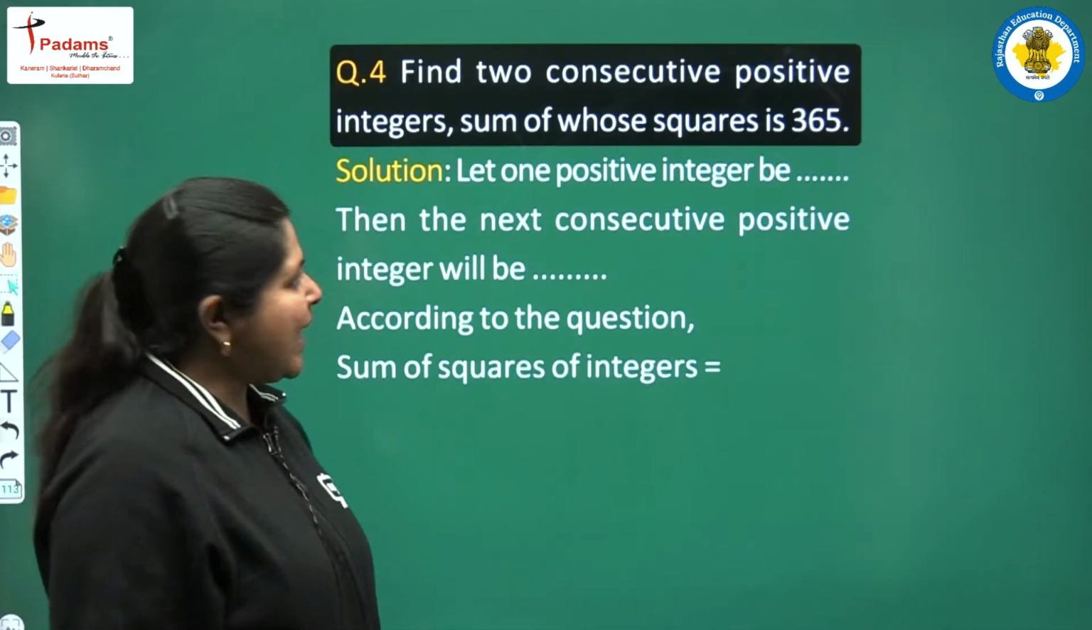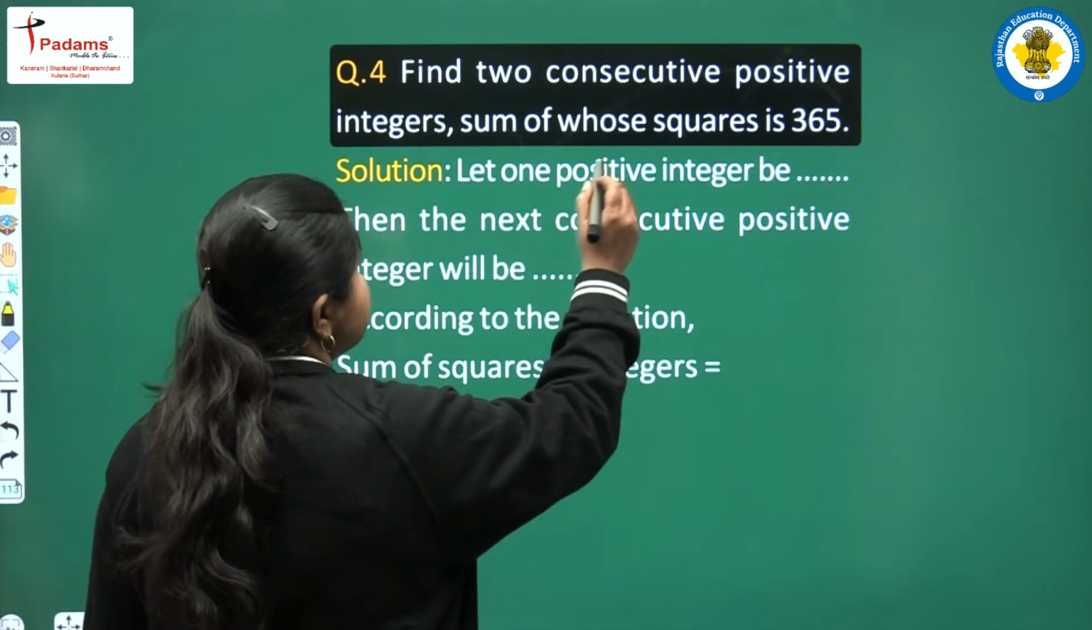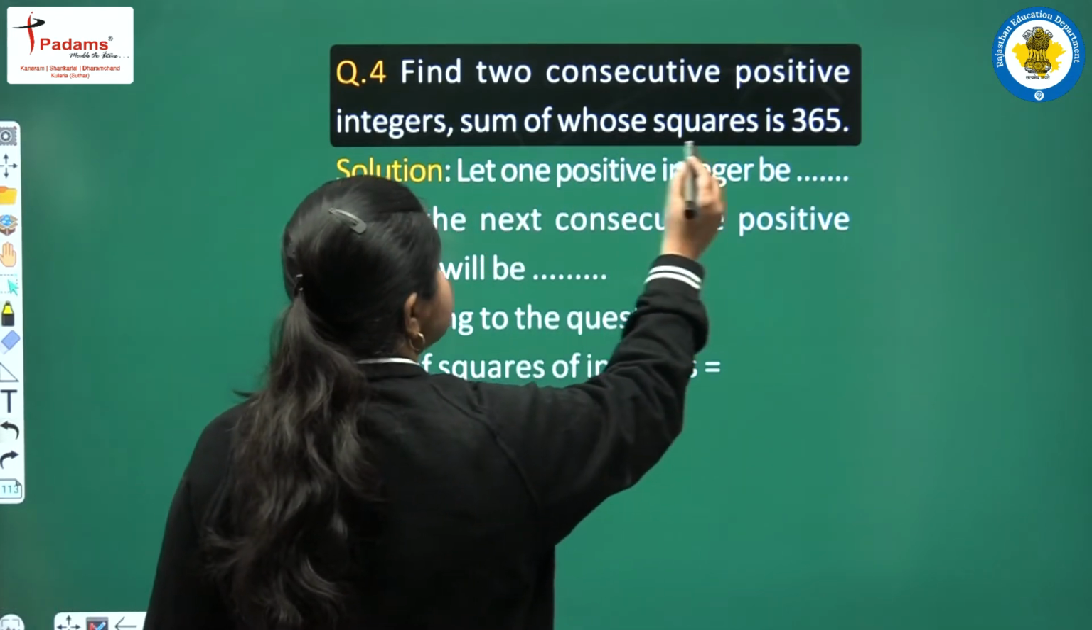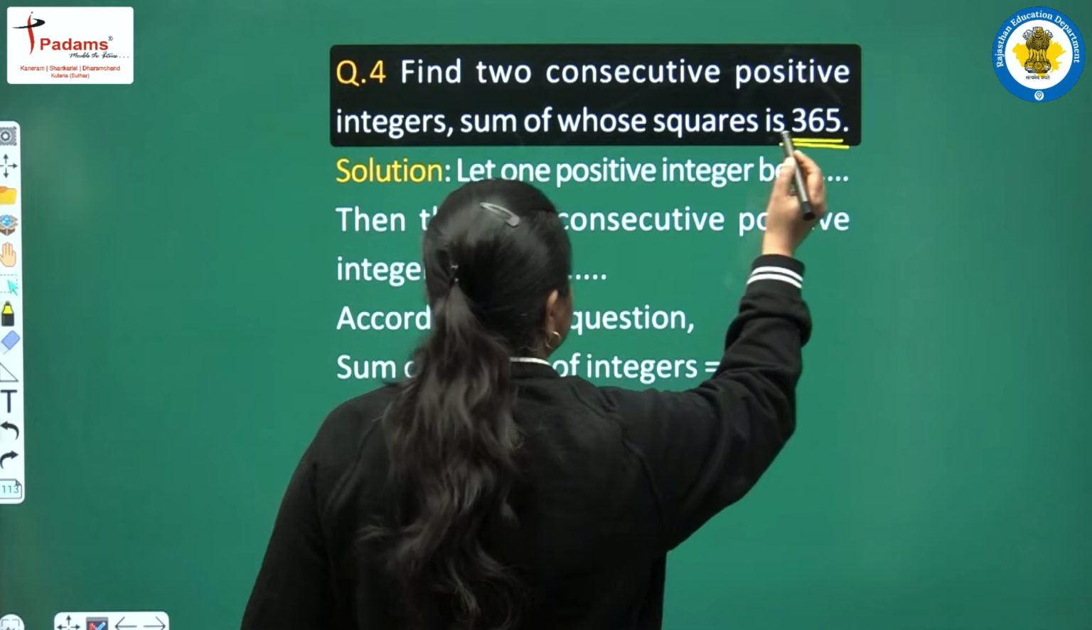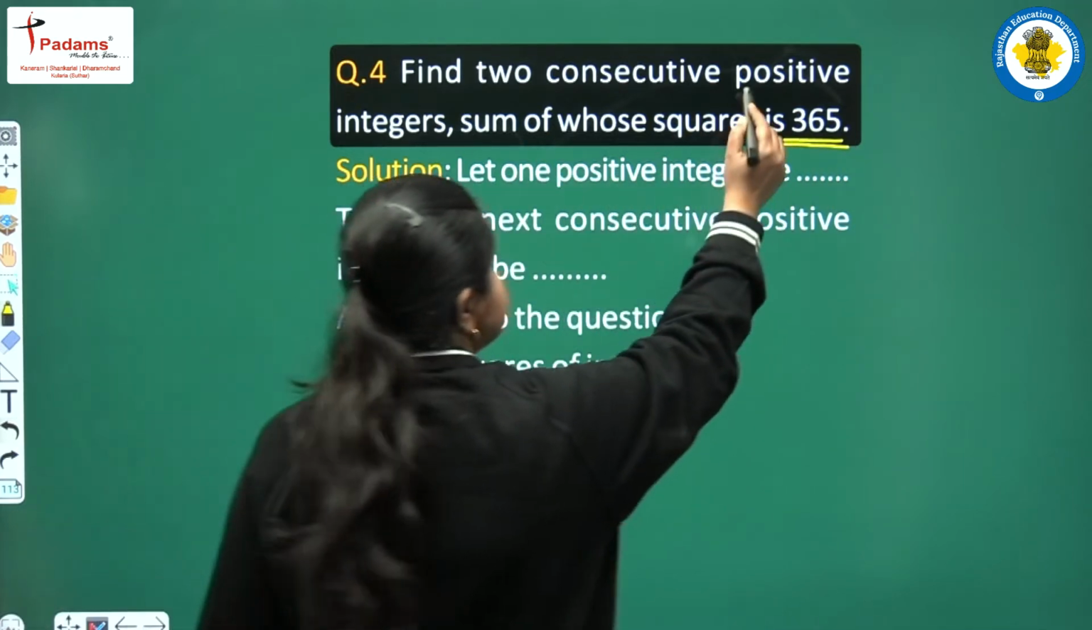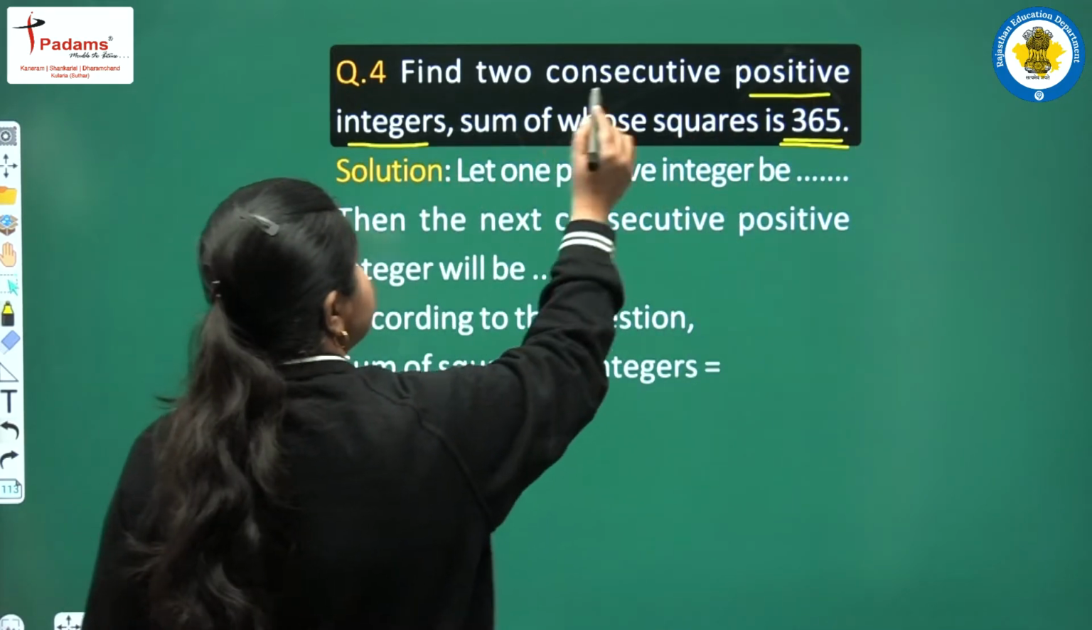Okay, next we have one more. Find two consecutive positive integers, sum of whose squares is 365. Now we have to take positive integers and also they should be consecutive.